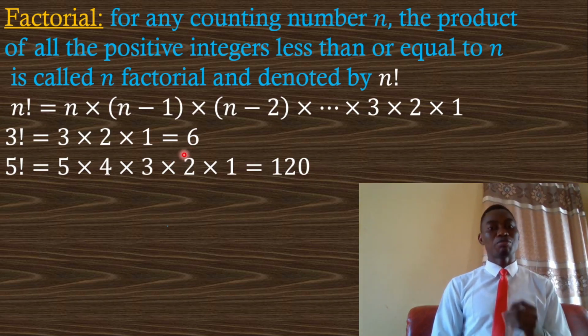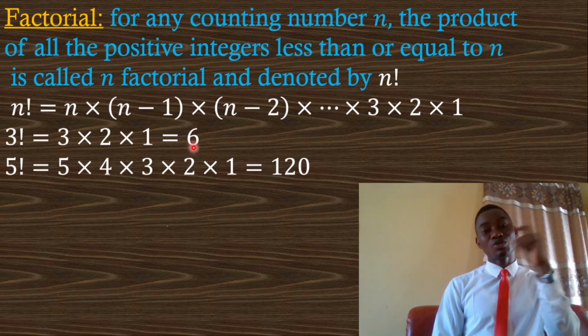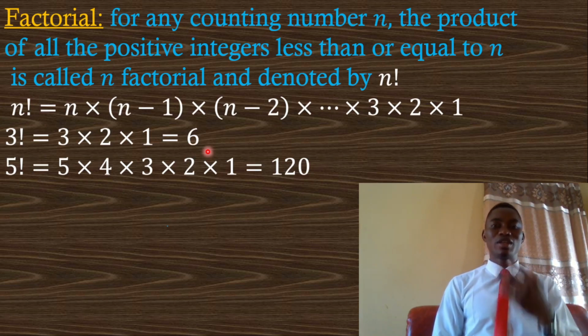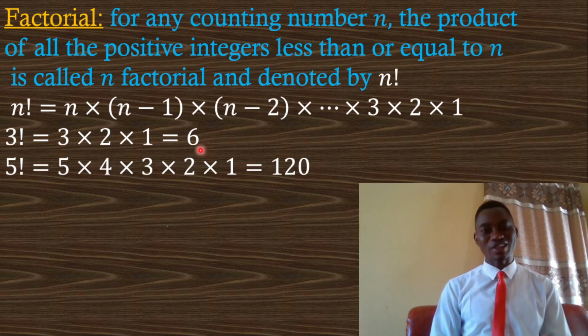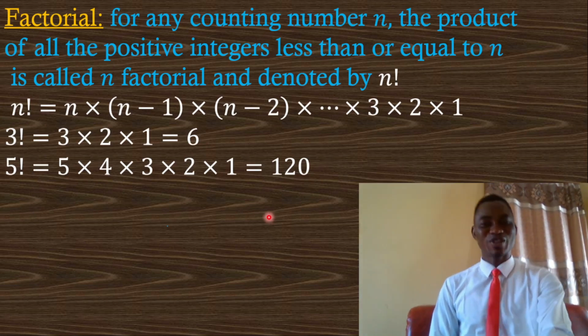Okay, so my name Nelson has 6 letters. It means there are 6 factorial ways of arranging the letters of the word Nelson. You can do yours. It's an assignment for you. All right, let's move on.